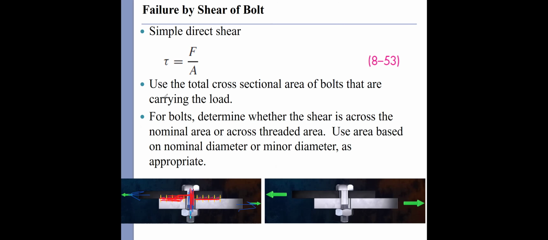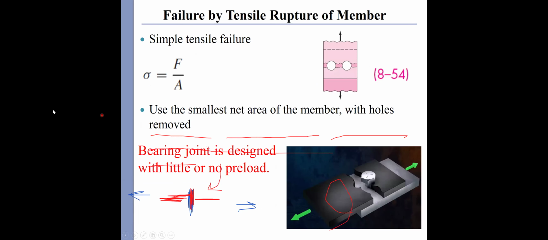For bolts, determine whether the shear should cross the nominal area or the cross threaded area. You can use the area based on the nominal diameter or the minor diameter as approximations. If the friction induced from the preload cannot resist the shear, the member will tear out.